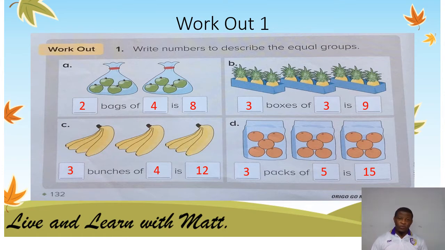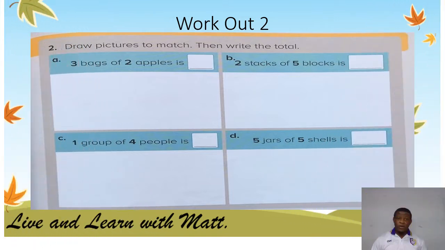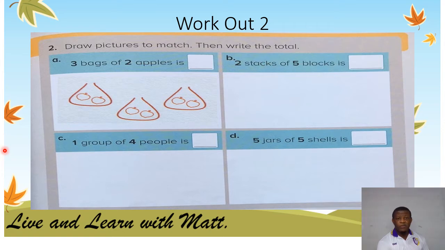Okay, now let's go to workout number 2. Number 2, draw pictures to match, then write the total. So for part A, we have 3 bags of 2 apples. So let's draw 3 bags of 2 apples. 3 bags of 2 apples will look like this. So when we count in steps of 2, we have 2, 4, 6. So therefore, 3 bags of 2 apples equals 6.